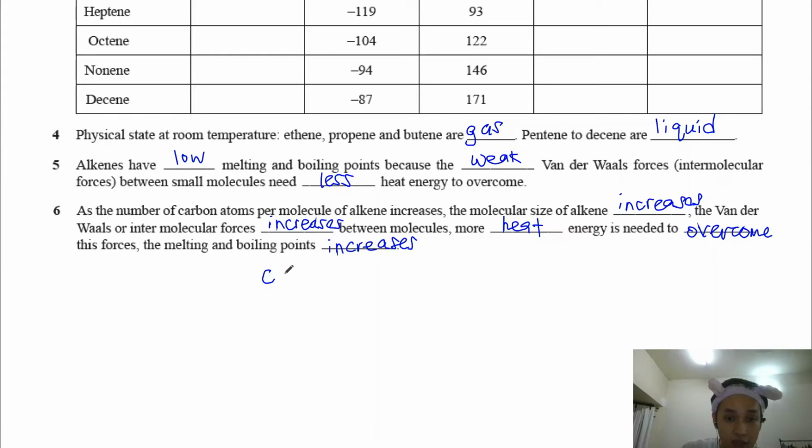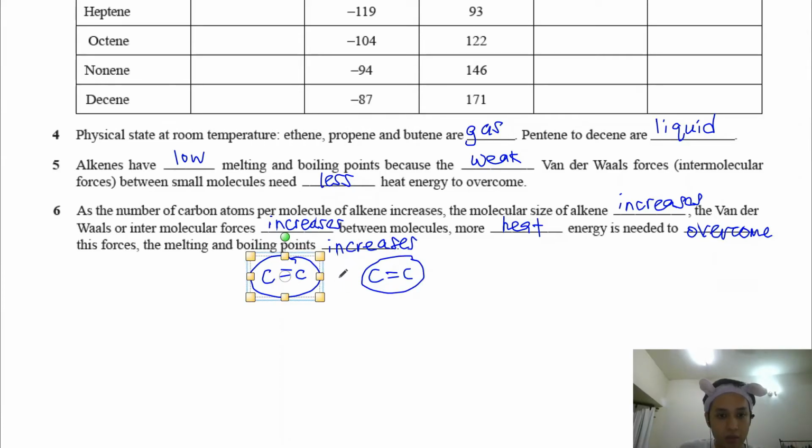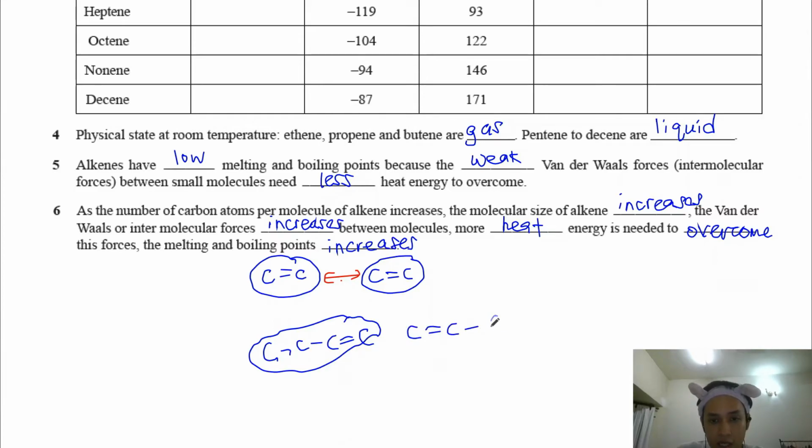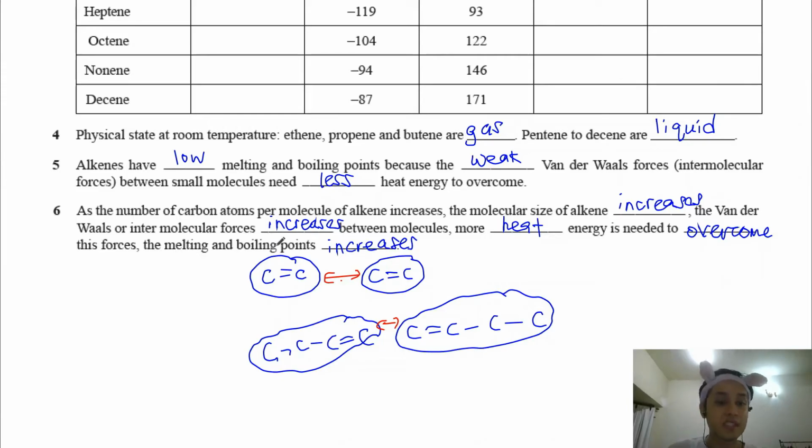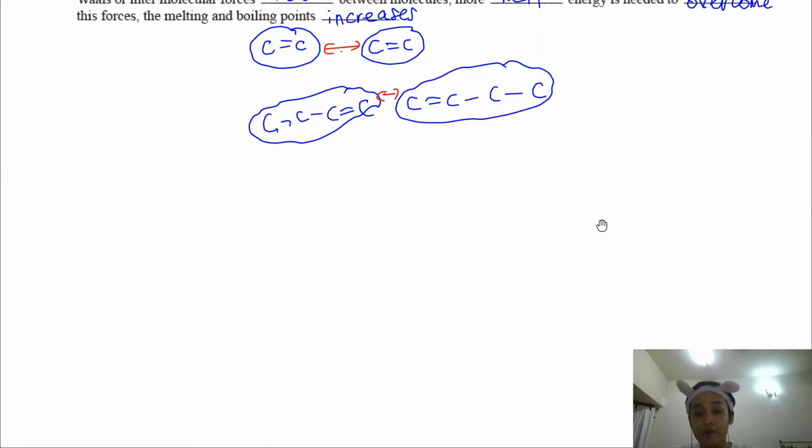So remember, this one for example is C2. This is ethene. This is one ethene molecule. Here, the distance is shorter between molecules. But let's say we have butene, 4 carbons. Since the size is now bigger, the distance between the two molecules is shorter. Therefore, the van der Waals forces are higher. So remember, shorter distance between molecules, van der Waals forces higher, meaning you need more heat energy to overcome the forces. Hence, the melting and boiling point will increase. Okay, so that is the physical properties for your alkene.